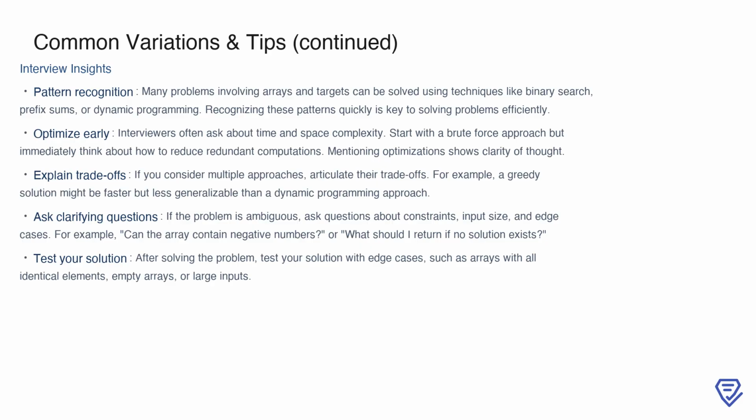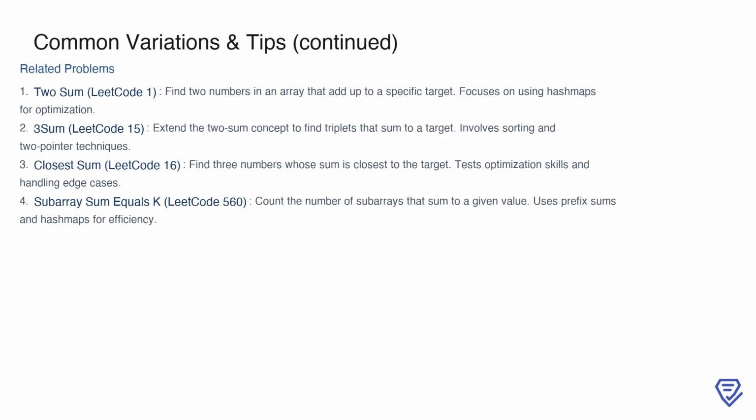Don't forget to ask clarifying questions at the beginning of the problem. This practice helps you identify edge cases and constraints, such as whether the array can contain negative numbers or what to return if no solution exists. Lastly, always test your solution with a variety of inputs. Edge cases like arrays with all identical elements, empty arrays, or very large inputs can reveal potential flaws in your implementation. To broaden your understanding, let's look at some related problems that share similar concepts.